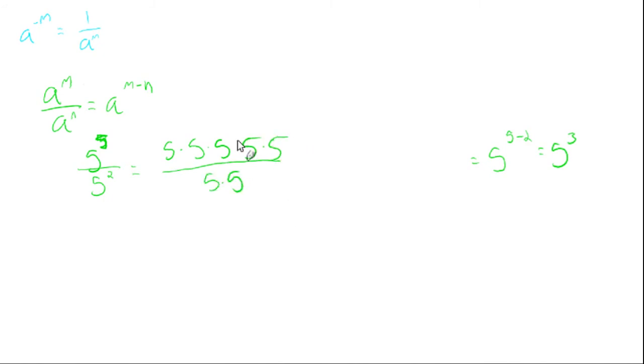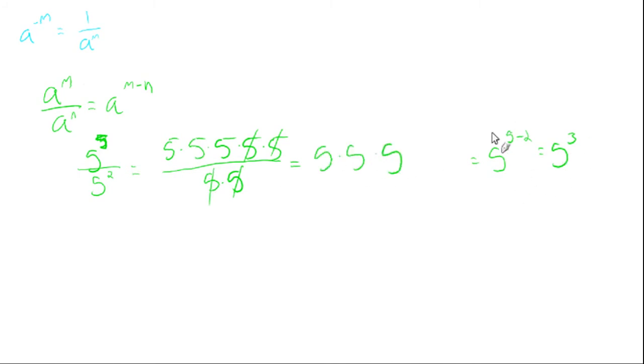And now what could we do? Well, we have common factors that we could cancel out. We've worked with fractions long enough. We can cancel out common factors. So this 5 divided by 5 cancels to 1. This 5 cancels with this 5. And now what do we have left but just 5 times 5 times 5?